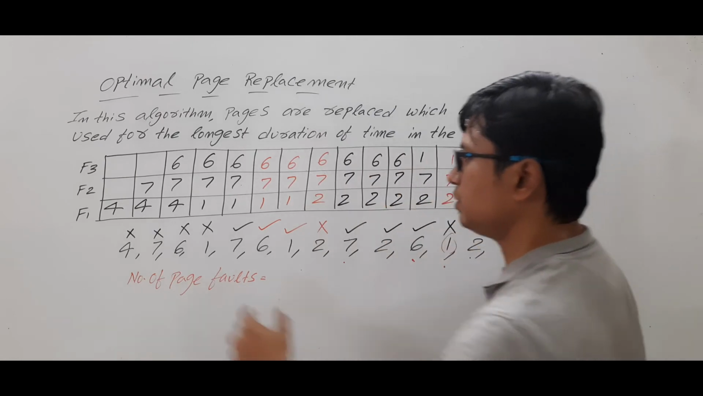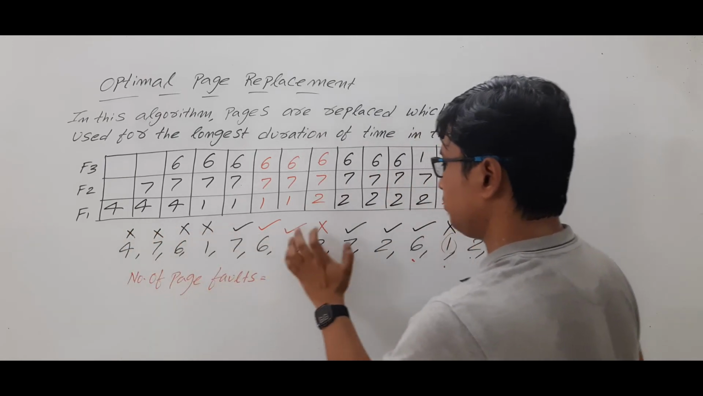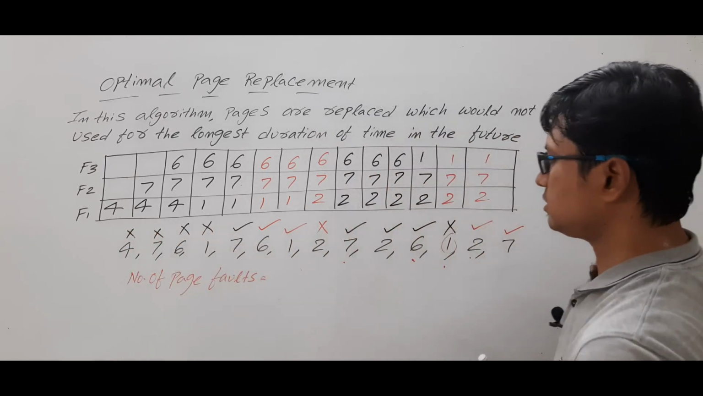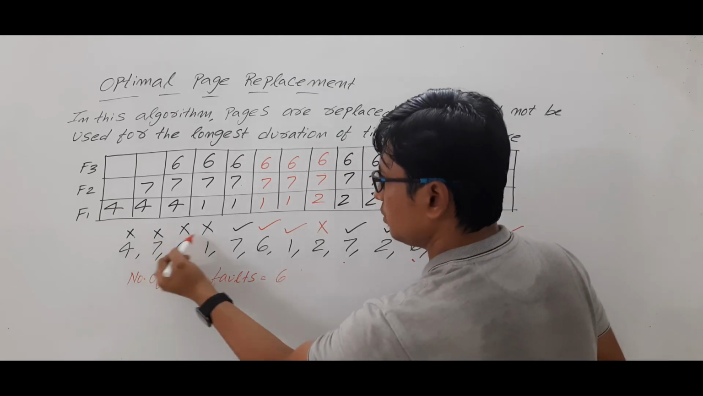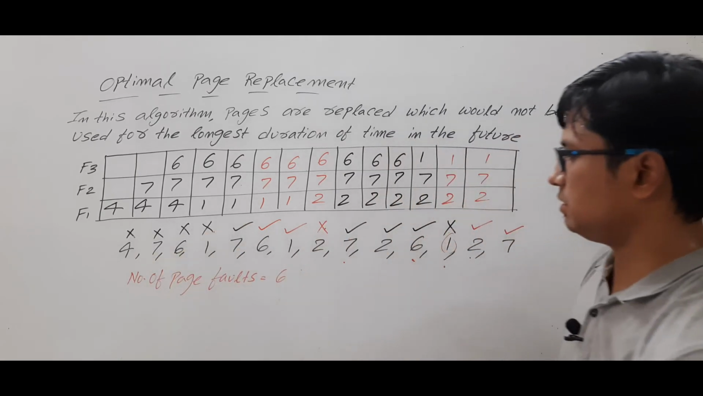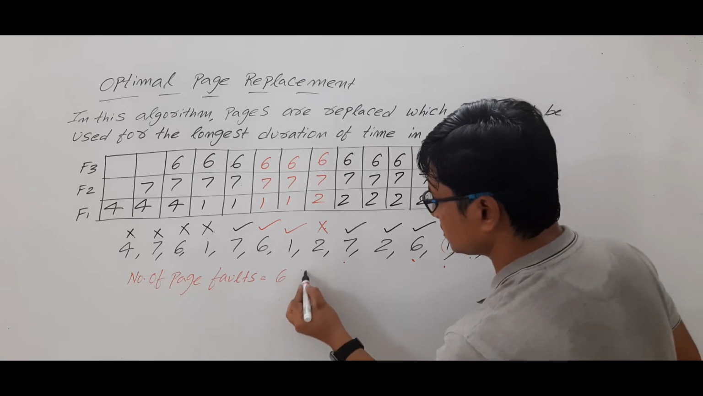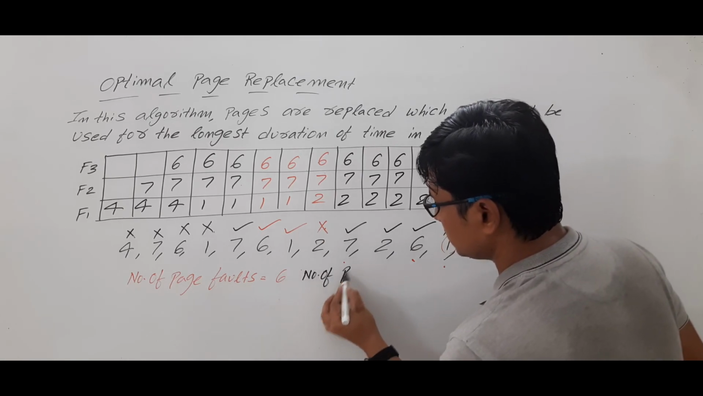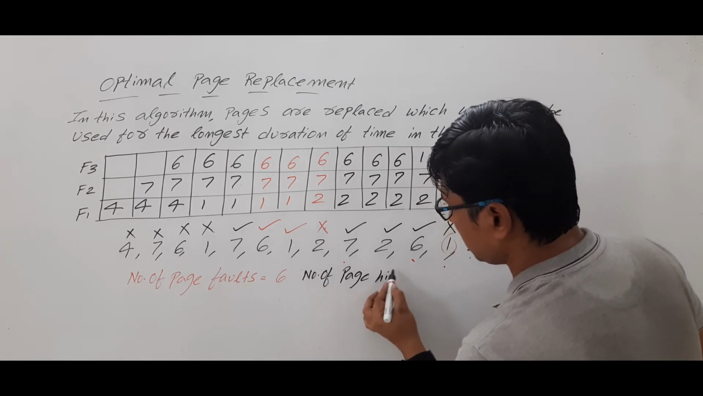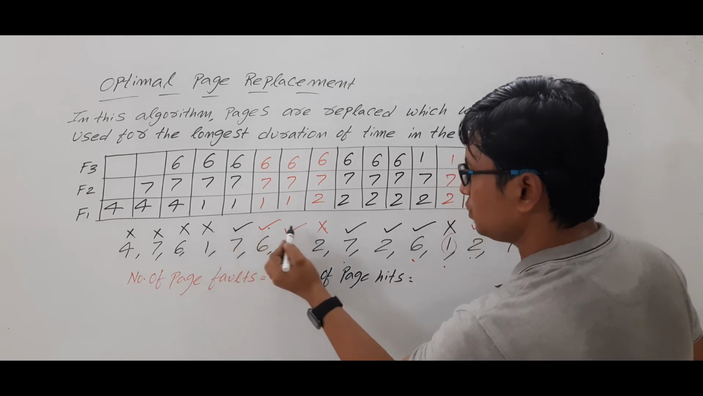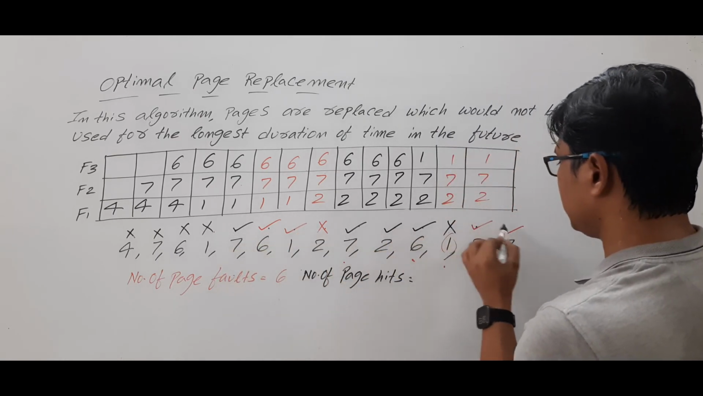You need to count 1, 2, 3, 4, 5, 6. 6 page faults are occurred. Okay. Number of page hits: 1, 2, 3, 4, 5, 6, 7, 8.